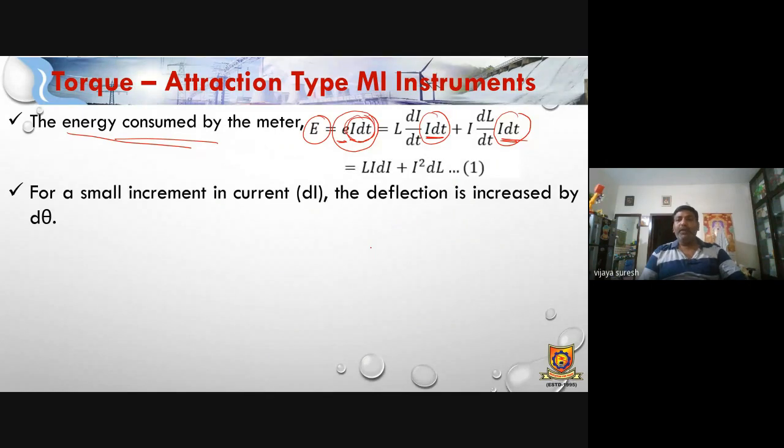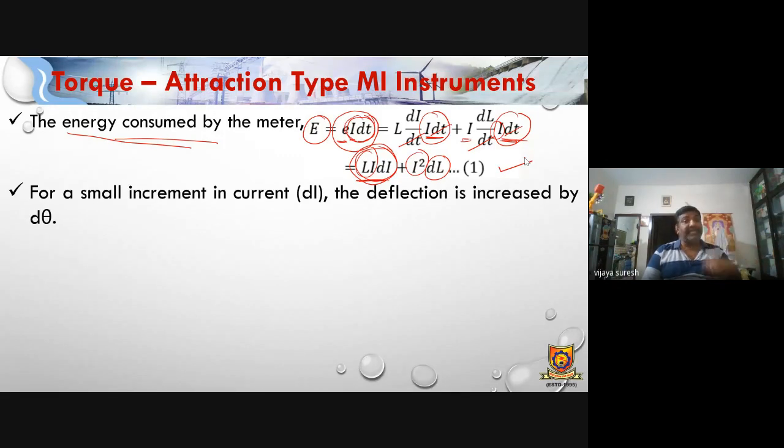Now we are just multiplying. Here the dt and dt will get cancelled, so we get L I dI as the first part. And here I multiplied with another I becomes I square dL. So L I dI plus I square dL. This is the first expression we can have for the energy, the amount of energy required to move through the theta angle.